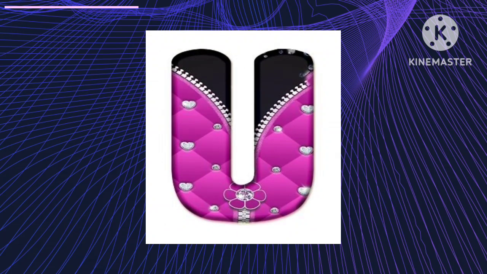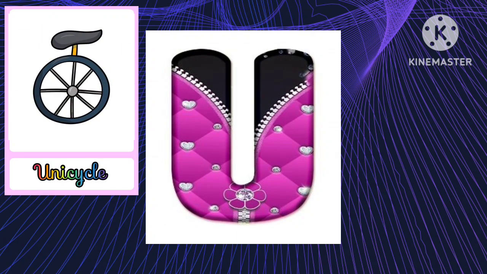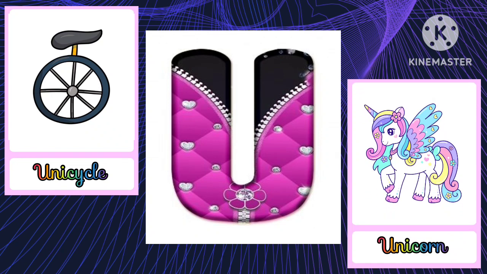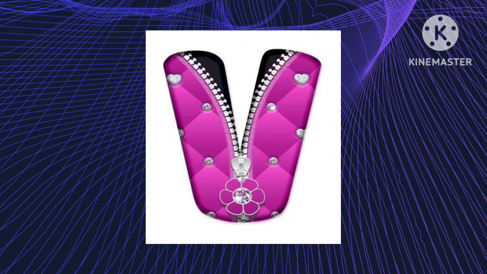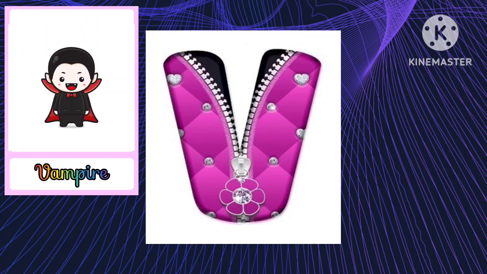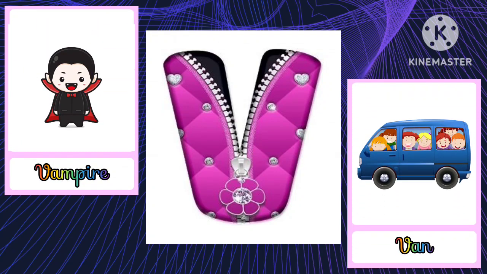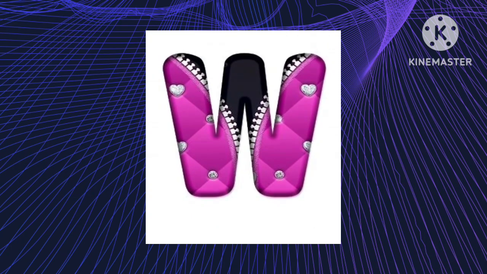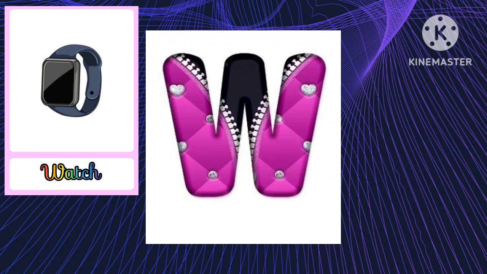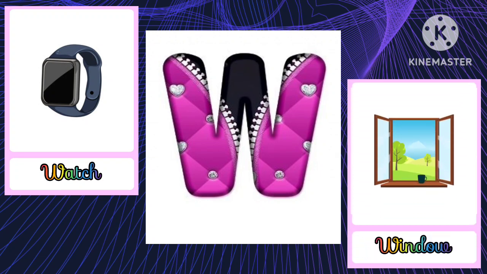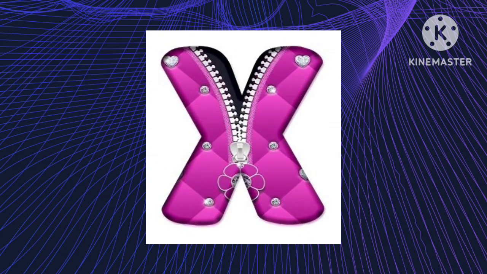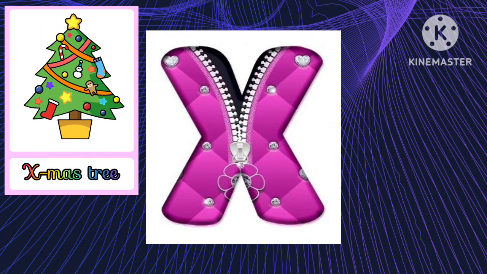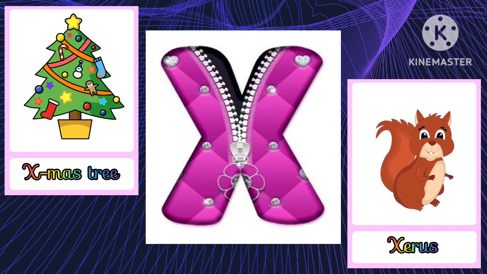U is for unicycle. U is for unicorn. V is for vampire. V is for van. W is for watch. W is for window. X is for Xmas tree. X is for Xeros.